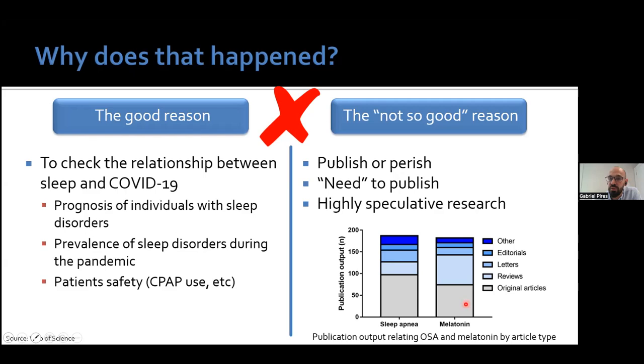And the same for melatonin. Melatonin was even more speculative than sleep apnea, because a number of articles suggested melatonin as a complementary treatment for severe COVID or as a prevention for COVID, based on no evidence. The evidence was generated slowly. Now we have something, but at that moment it was purely speculative.